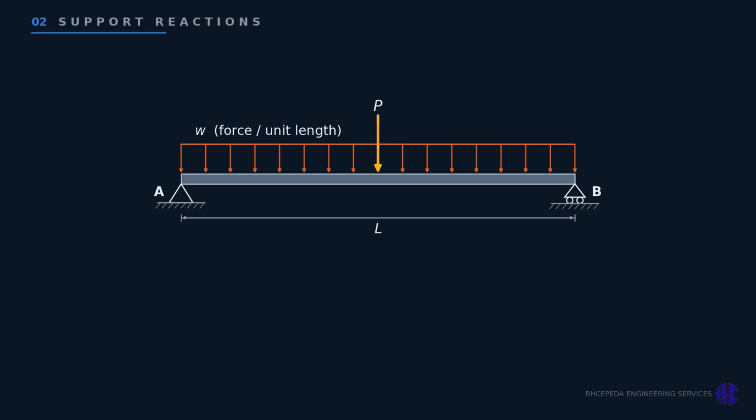The reactions come straight from symmetry. Each support carries half of each load, half of the total distributed load, WL over 2, plus half the point load, P over 2. So RA equals RB equals WL over 2, plus P over 2.